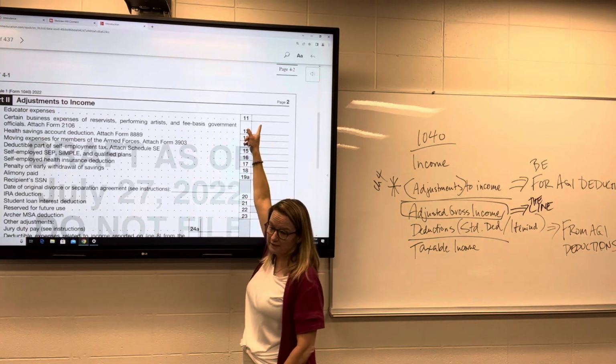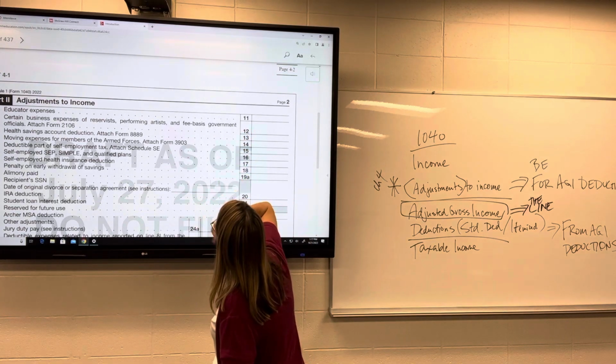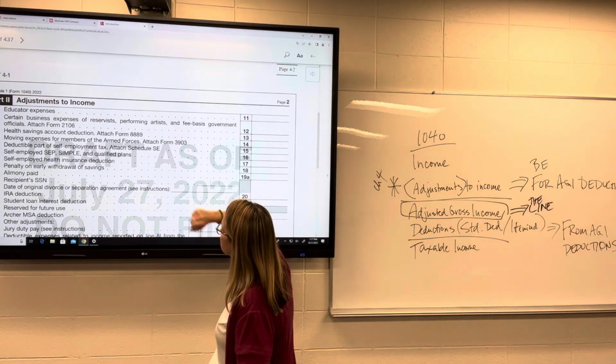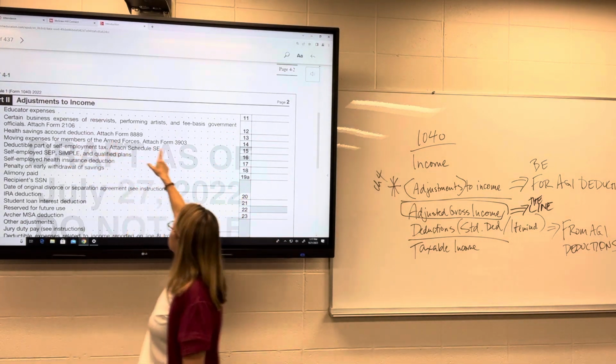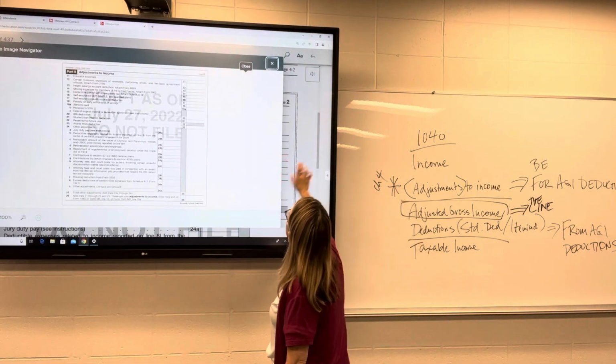Educator expenses, we're going to look at educator expenses. Line 11. We're not going to look at business expenses of reservists, so that would be military reservists. Health savings account deduction.